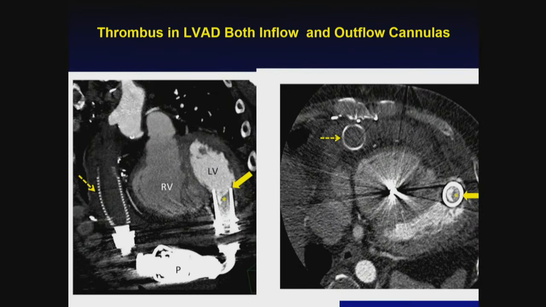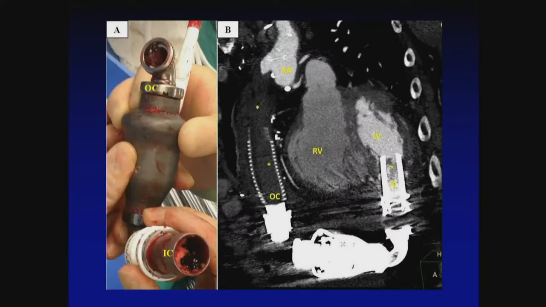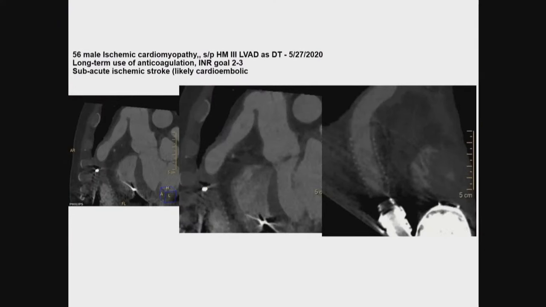This is just an example of an unfortunate patient who has clot in both the inflow cannula and incomplete thrombosis of the outflow cannula, as you can see right here. Unfortunately, the patient didn't make it.